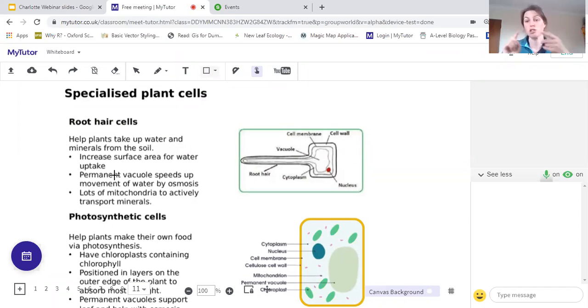So tomorrow we're going to do diffusion, osmosis, and transport. So don't worry if you're not quite sure about how that works now. But it does take a lot of energy. So root hair cells need lots of mitochondria. So 3 things for root hair cells: increased surface area, permanent vacuole, lots of mitochondria.